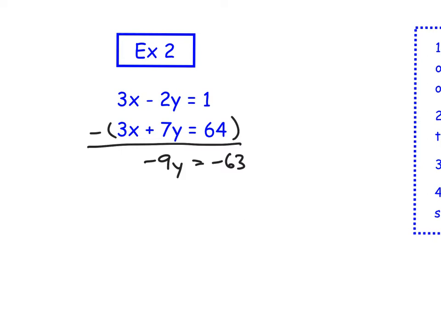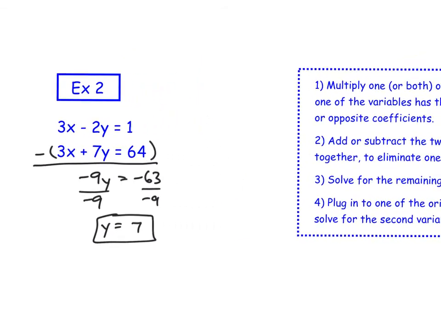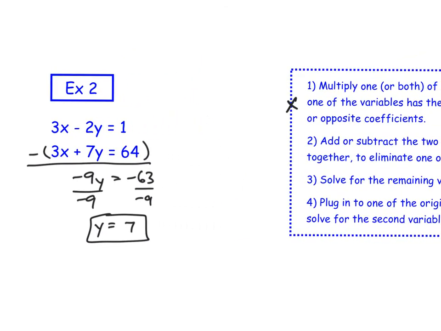So I can then divide by negative 9, and I get y equals 7. Just like the last one, I didn't have to multiply because there was already 3x and 3x. Then I subtracted the two equations together. Then I solved for y. And now I'm going to plug that in and solve for x.